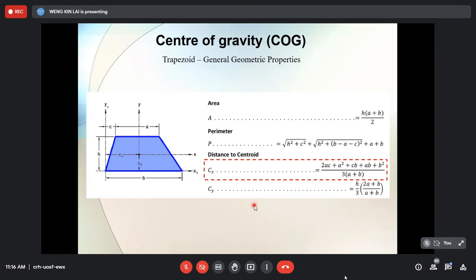So the center of gravity can be described in this way. You're looking at the y would be this and the x would be this. You can see it's a bit of effort to remember the equations to calculate this.